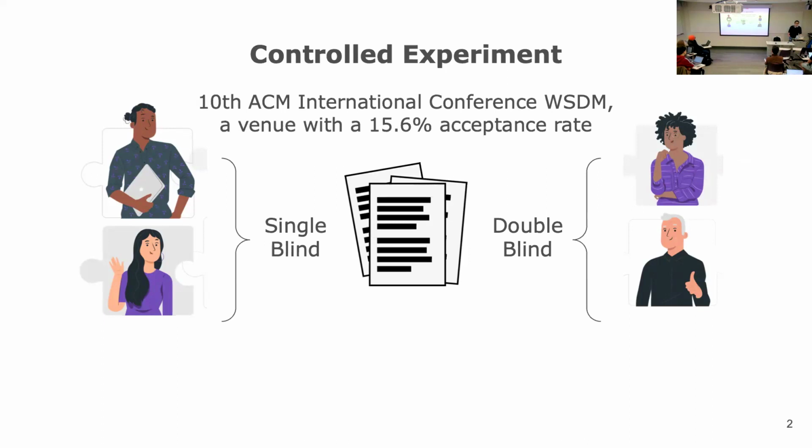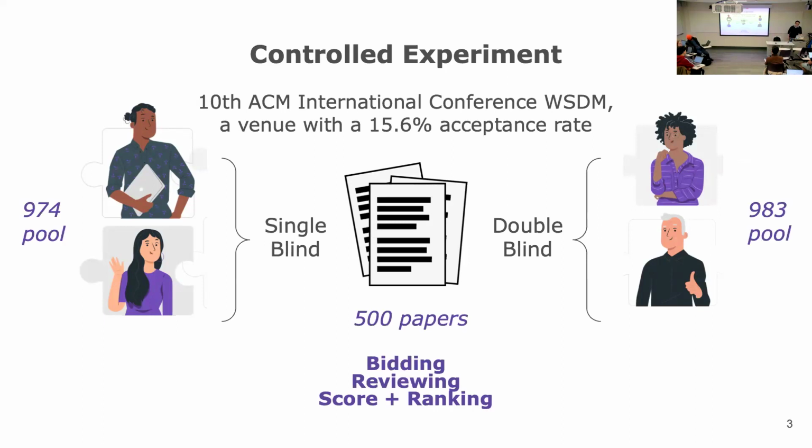What this means, if you go to the next slide, is that during bidding, reviewing, and giving scores and ranking, the single blind would get both the names of the authors and the institutions, as well as the papers. And for the double blind, they would not get any information that would identify the authors or their institutions. And basically, they were taken out of two different pools that were disjoint, and there were 500 papers for which they did this.